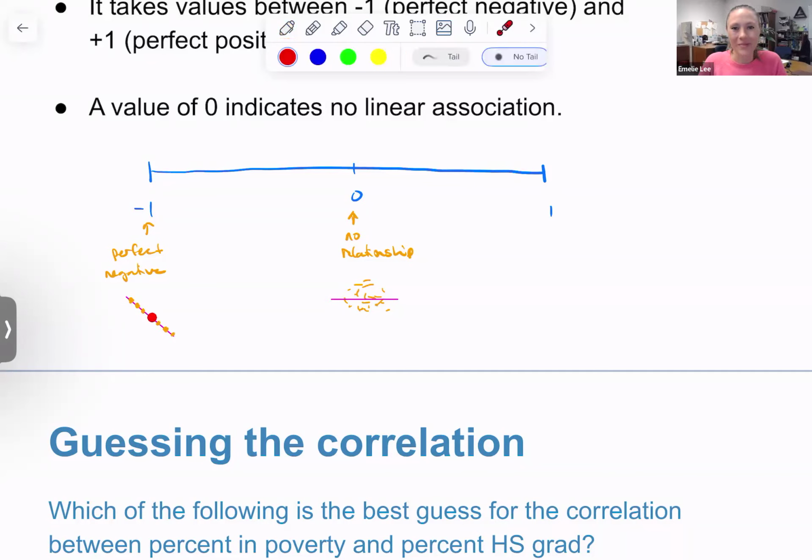Obviously, going from a perfectly negative relationship to no relationship at all, there's wiggle room in between here, right? Where it goes maybe like this. It's a negative relationship, but the points are kind of a little bit looser as we move towards no relationship.